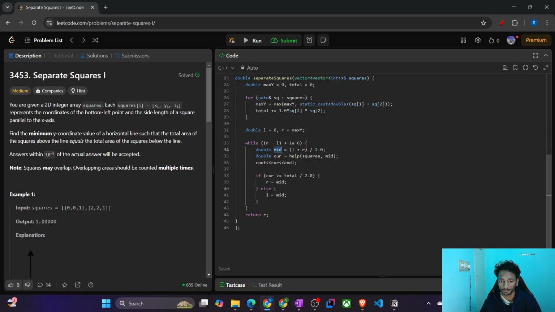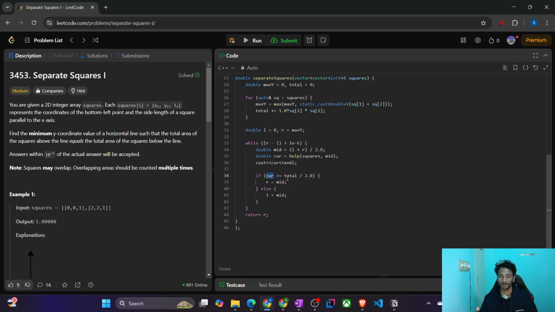So I will get one mid value. For the current mid value, I will check what area I have below this y coordinate value, below the mid. I am assuming the mid value is the current y, or one possible answer of the y line. So this area is A1 ultimately. If this area is greater than half, it means area 1 is greater than A2 ultimately.